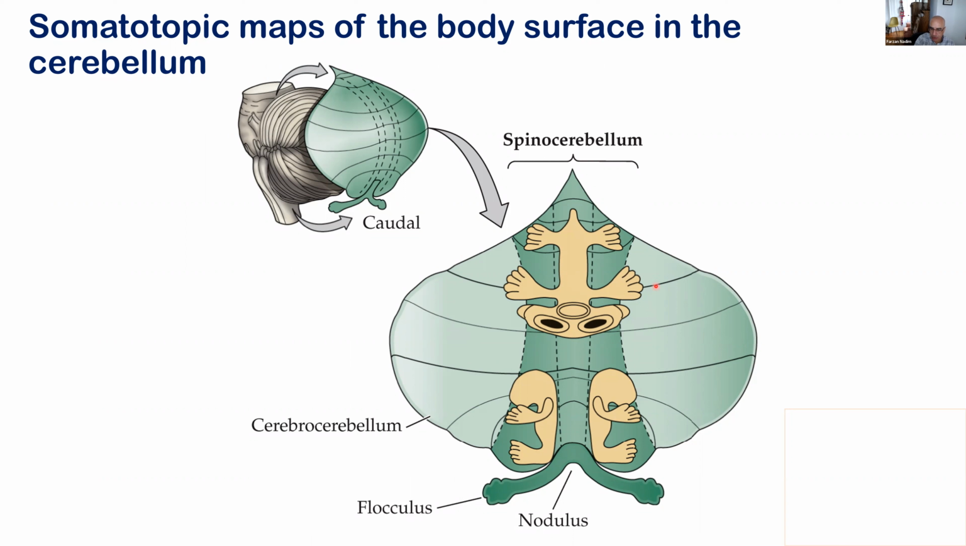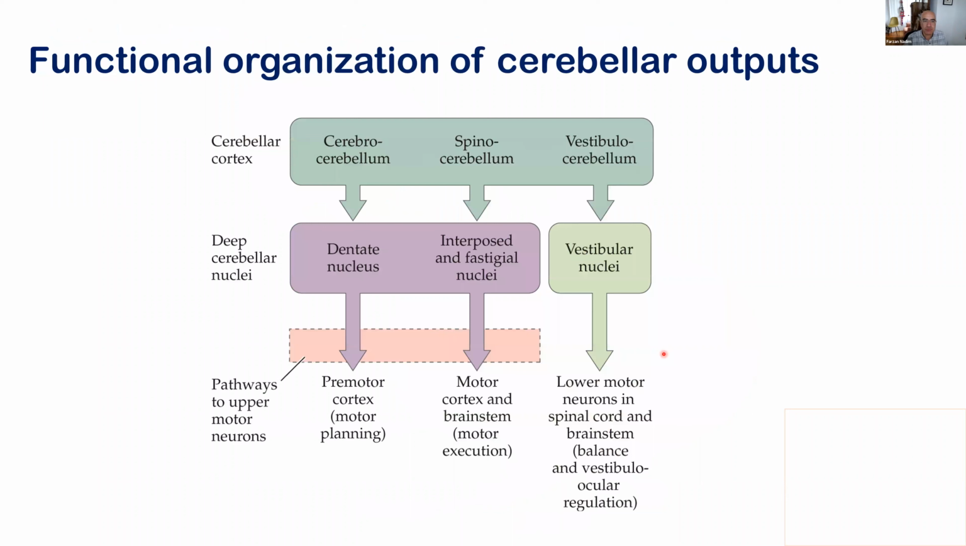This is the spinal part. So you can see the vermis is controlling more of the trunk and the medial part of the body because of the way it's mapped. The lateral sides of the spinocerebellum are controlling the extremities, including the limbs and also the extremities of the face.